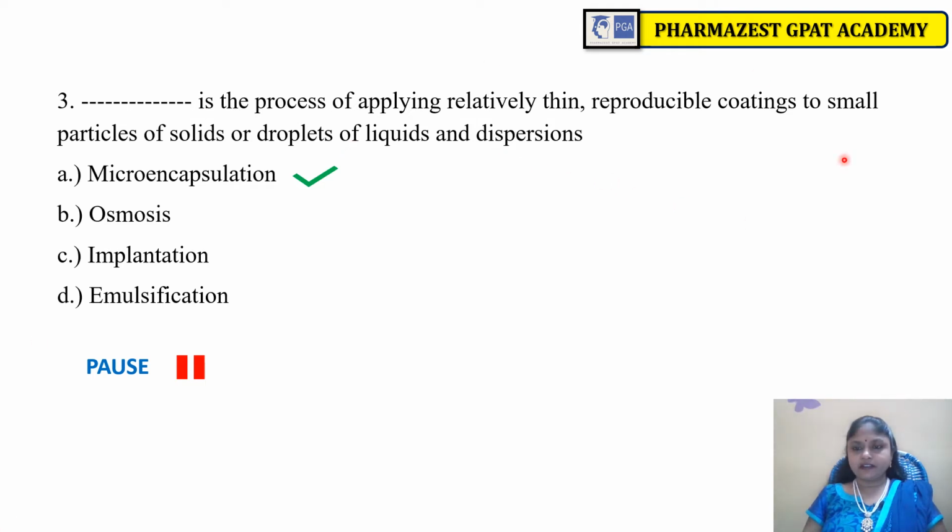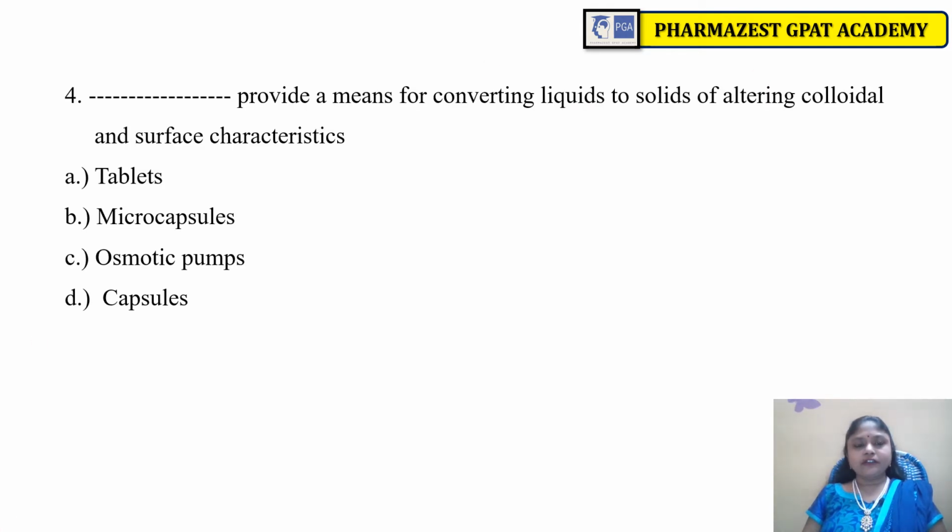Now coming to the next question. Dash provide a means for converting liquids to solids, of altering colloidal and surface characteristics. The options are A. Tablets, B. Microcapsules, C. Osmotic pumps and D. Capsules. So what is the right answer? The right answer is microcapsules. Microcapsules provide a means for converting liquids to solids.